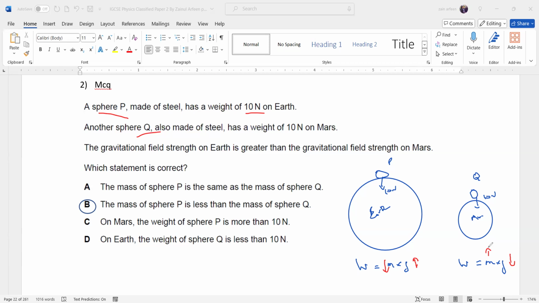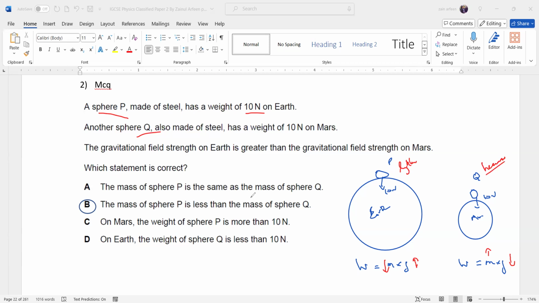So on Earth, because of higher gravity, the mass should be smaller. But on Mars, the gravity is weaker, so the mass should be more, so that the product will be 10. So it means that object P is lighter and object Q is heavier. So which statement is correct?